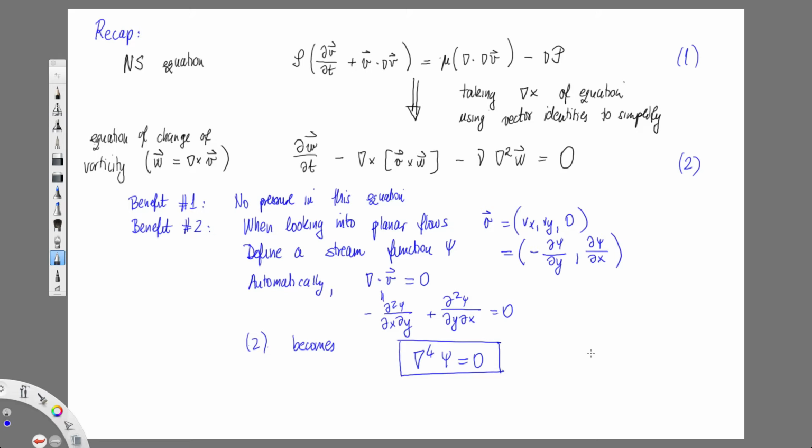Note that this is a scalar equation. And if you recall, W was a vector whose z coordinate was the Laplacian of psi. Just a reminder.